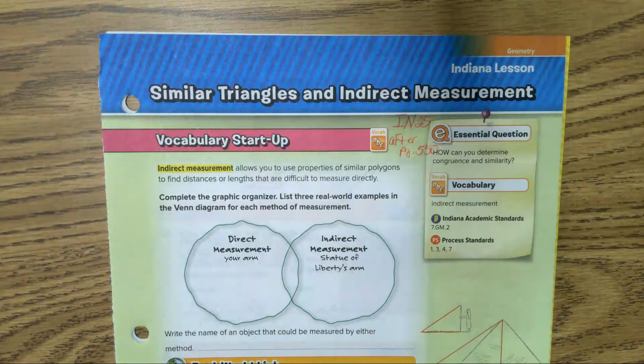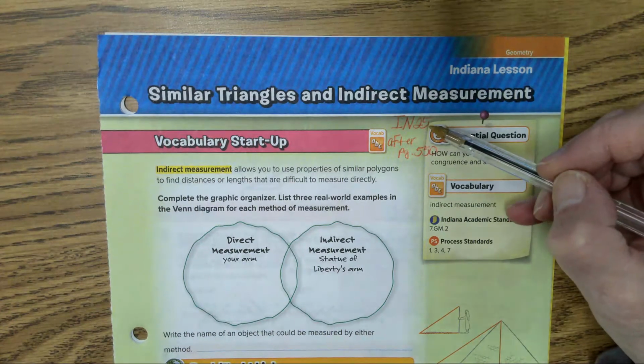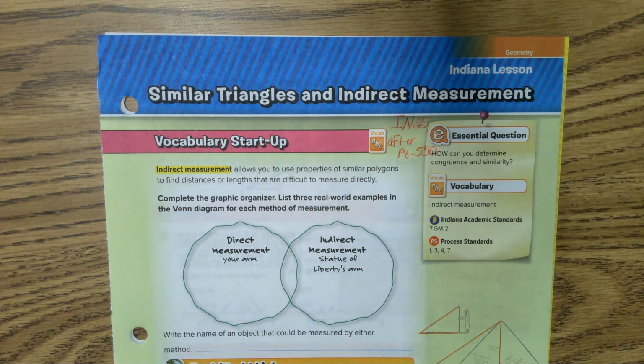And we're recording. All right, this is Math 7, and today we are doing similar triangles and indirect measurement. This is located in your book. It's lesson IN25, found after page 550.